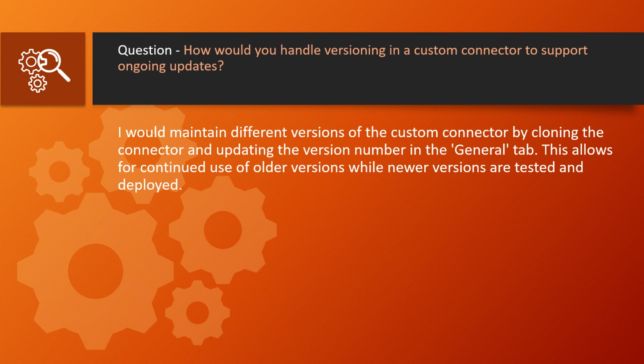How would you handle versioning in custom connectors to support ongoing updates? In this situation, I would maintain different versions of the custom connector by cloning the connector and updating the version number in the general tab. It will allow for continued use of the older versions alongside newer versions.